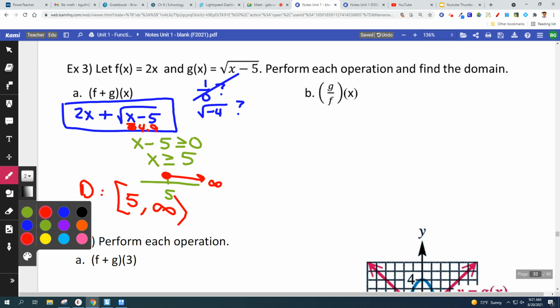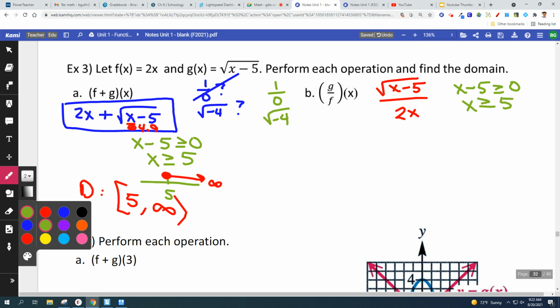All right. So g over f. So we've got g of x over f of x. Now we've got a fraction, and so now we have to worry about 1 over 0. We have to worry about a 0 on the bottom of a fraction, and we have a square root of a variable. We have to worry about both of those things. So we would know that x minus 5 must be greater than or equal to 0, like we just did. That said x is greater than or equal to 5. But we would also have to say that this thing on the bottom does not equal 0.